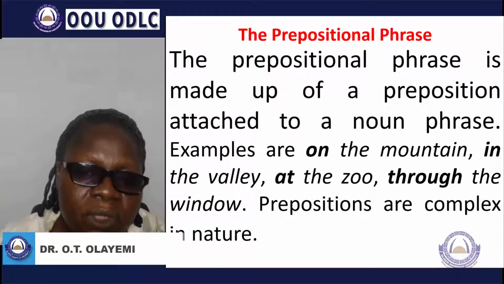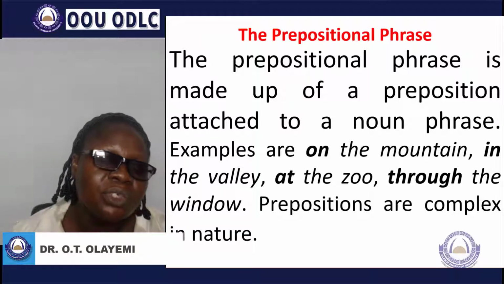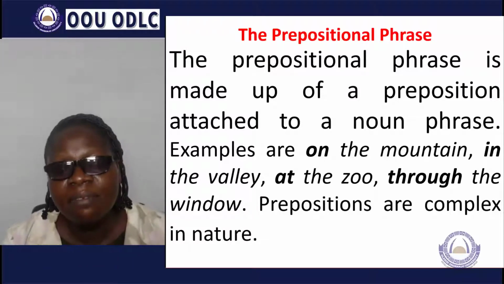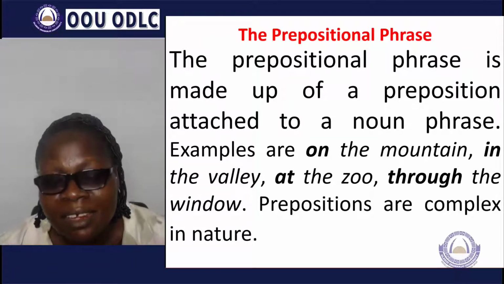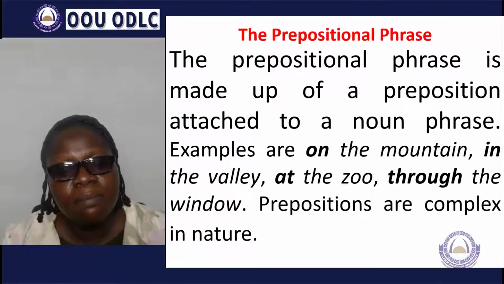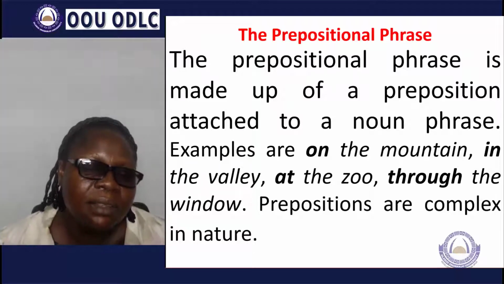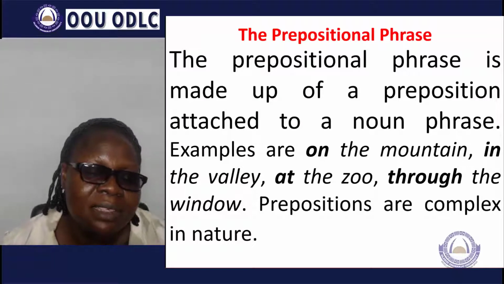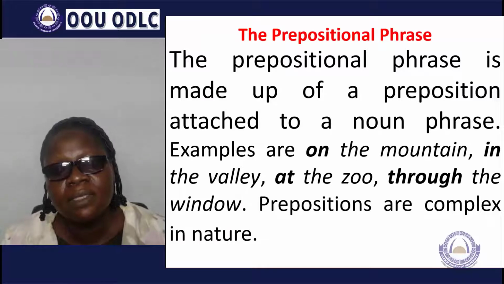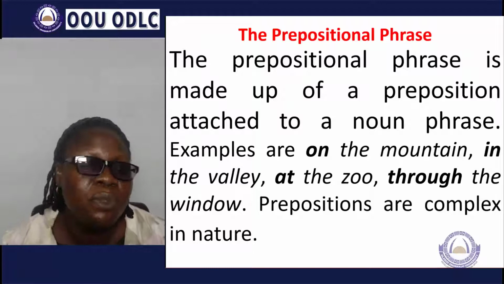Now let's talk about the prepositional phrase. The prepositional phrase is made up of a preposition attached to a noun phrase. Examples are on the mountain, in the valley, maybe you will say on the land and in the sea. You remember there's a popular song like that. On the mountain, in the valley, on the land, and in the sea. That's a very beautiful song that provides us with a very good example of contexts in which the prepositions that have been adopted in that song can be used.